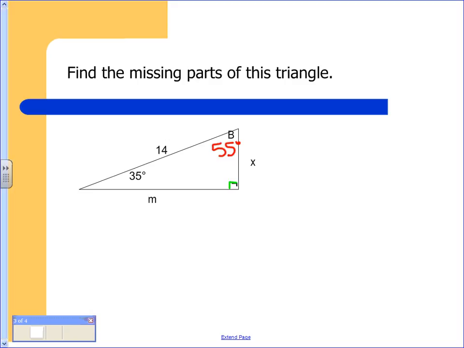Do y'all want to find m or x first? M? Okay. What would you use to find m? Cosine of what? What would be the cosine of 35? Adjacent is m over 14, your hypotenuse. Yeah.